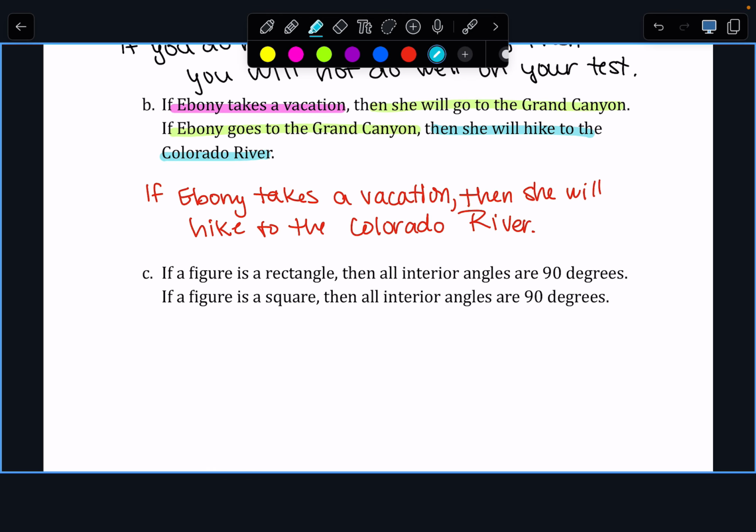Now, I'm going to color code this. If a figure is a rectangle, then all interior angles are 90. If a figure is a square, then all interior angles are 90. What do you notice? It's not in the right order. So we can't do it. Plus, if you tried to make it work, the figure is a square, doesn't work. Okay.